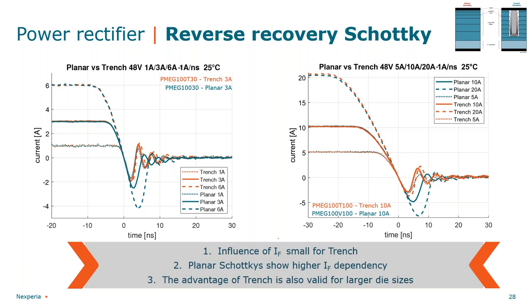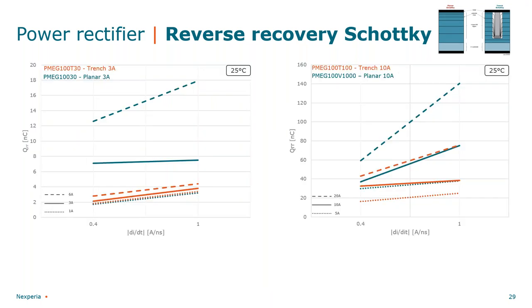And we wanted to test one more condition. We wanted to see if trench still has the advantage if we slow down the di/dt ramp with which we switch off. So this time we depicted two operating points, and we plotted the QRR over the di/dt. Again, on the left-hand side for a 3 ampere comparison, and again for the three different forward currents. And here we can see that the rise in QRR and the spread in QRR is very small for the 3 ampere trench device, and very large for the 3 ampere planar device.